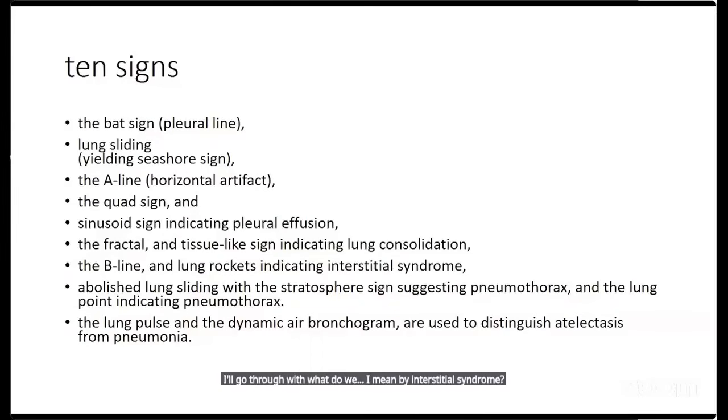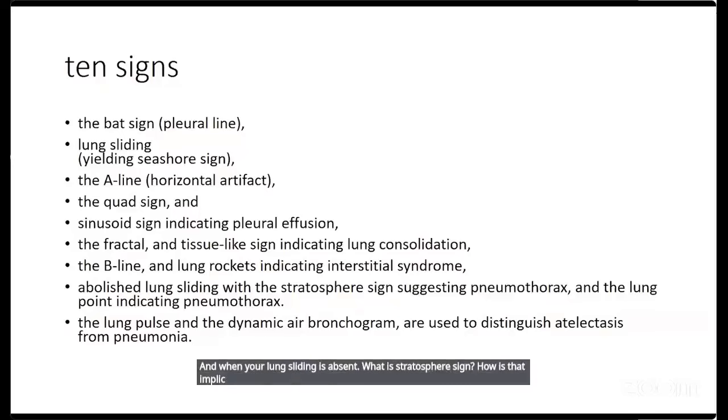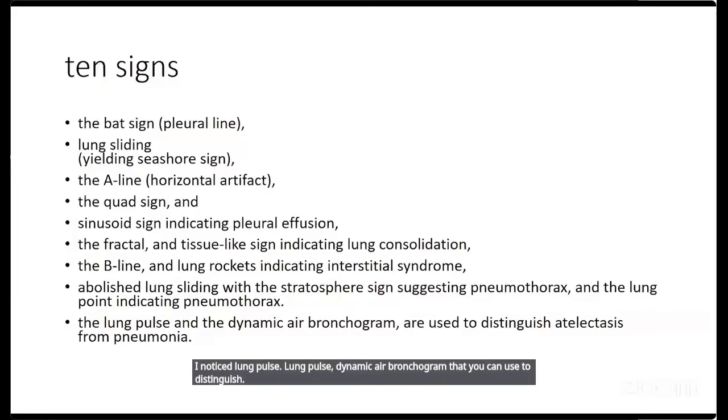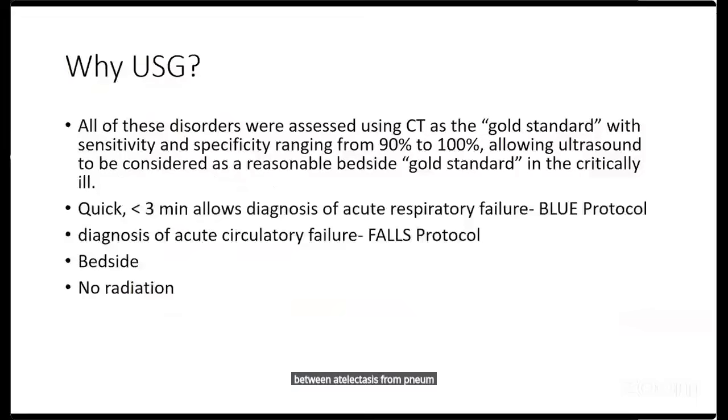And when your lung sliding is absent, so we'll see what lung sliding is. When your lung sliding is absent, what is the stratosphere sign? How is that implicated along with pneumothorax? What is lung point, the gold standard for diagnosis of pneumothorax? And what is lung pulse? Lung pulse and dynamic air bronchogram you can use to distinguish atelectasis from pneumonia.